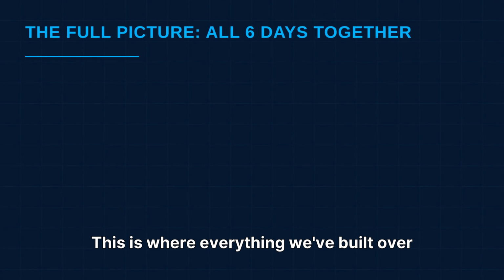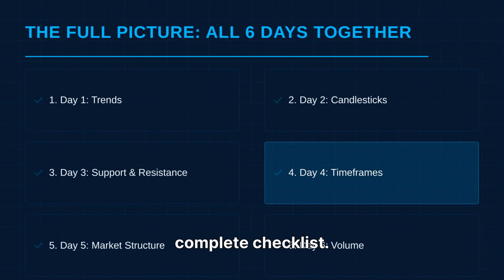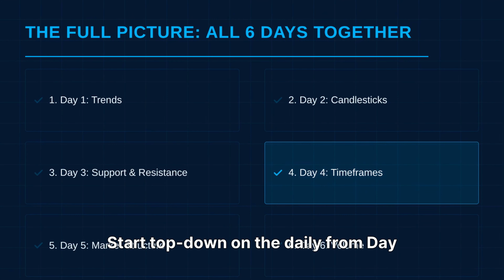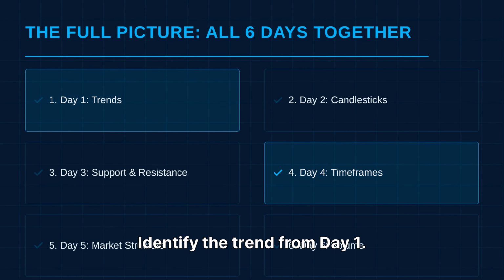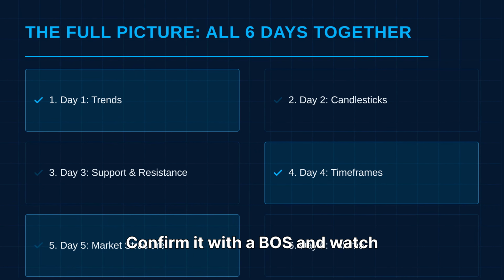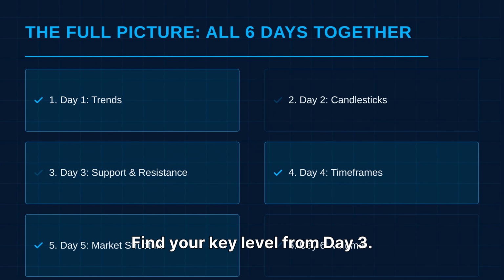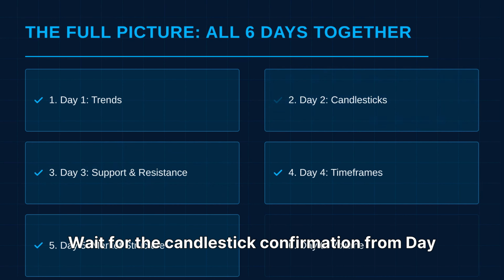This is where everything we've built over 6 days finally comes together into one complete checklist. Start top down on the daily from day 4. Identify the trend from day 1. Confirm it with a BOS and watch for any CHOCH from day 5. Find your key level from day 3. Wait for the candlestick confirmation from day 2.